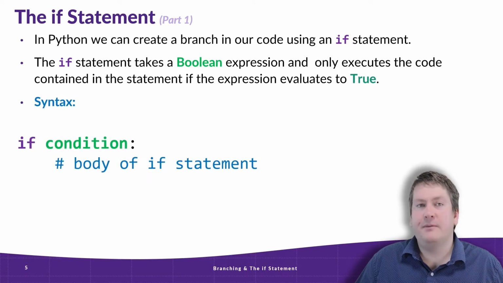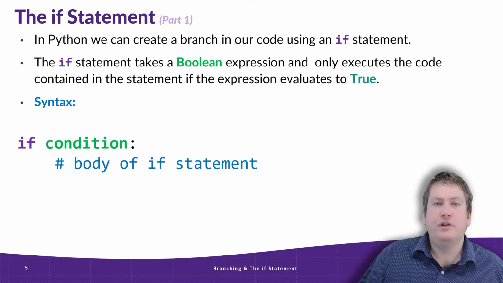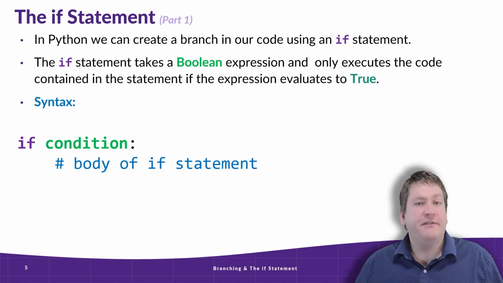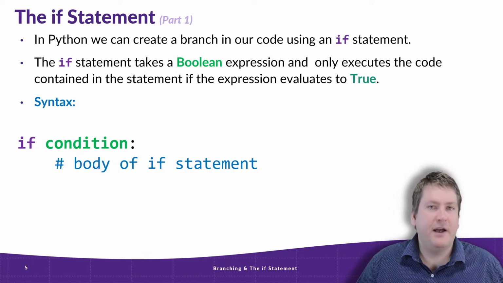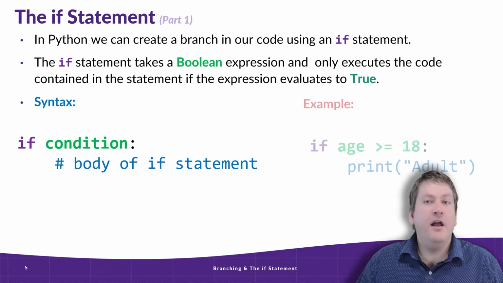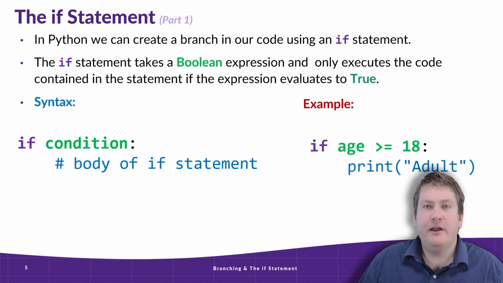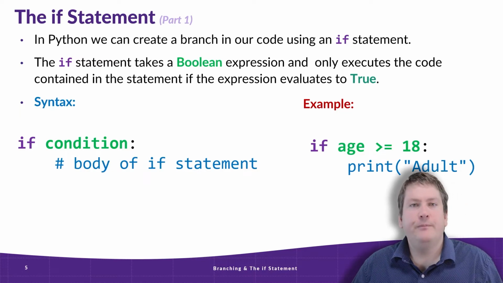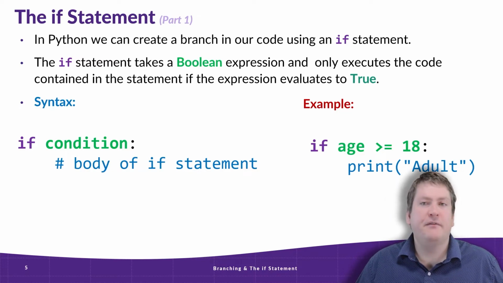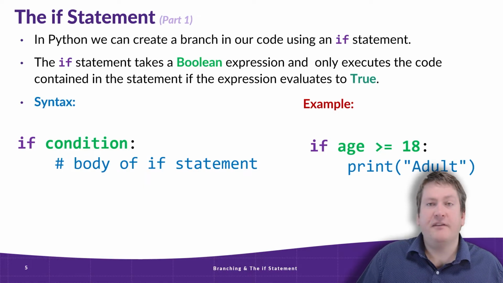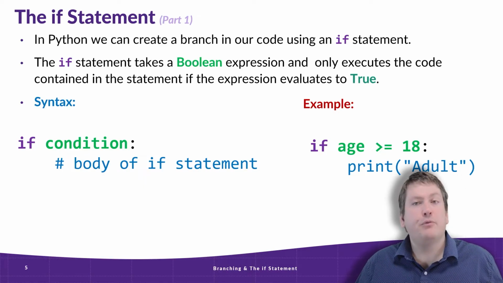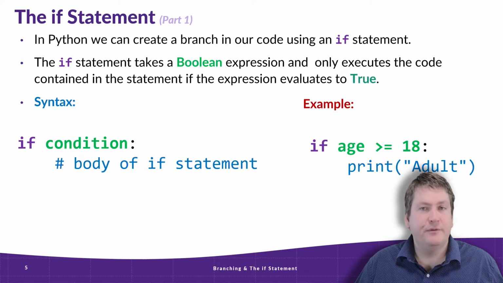The syntax is going to be something like this. If some Boolean condition, then if that's true, we're going to execute the body of this if statement. So what this might look like in actual Python code would be something like this. If age is greater than or equal to 18, that's our Boolean expression. That's going to evaluate to either a true or a false value, depending on what age is. If that expression is true, then we're going to print out to the console, print adult.